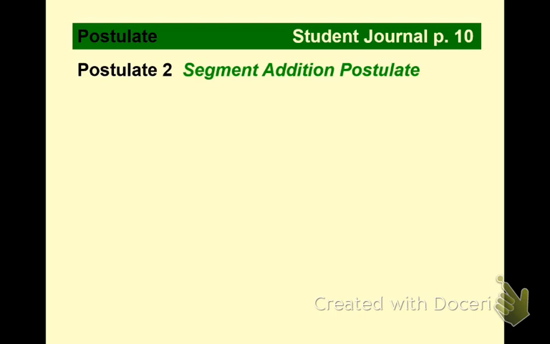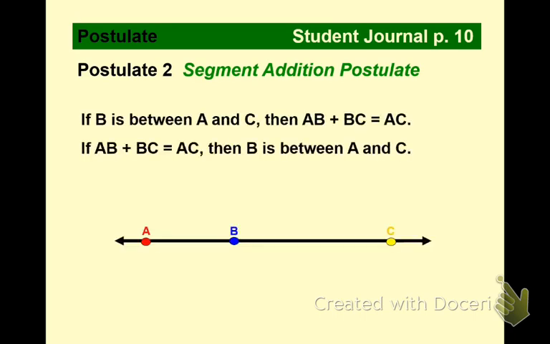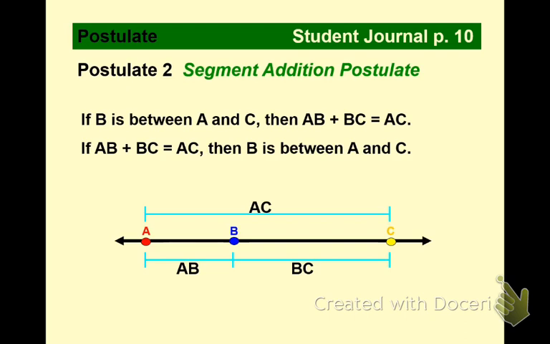Okay? So, here we go. If B is between A and C, then AB plus BC equals AC. Just fill it in, and I will explain it. I promise you, it is very simple. You actually do this all the time in your head without thinking about it.